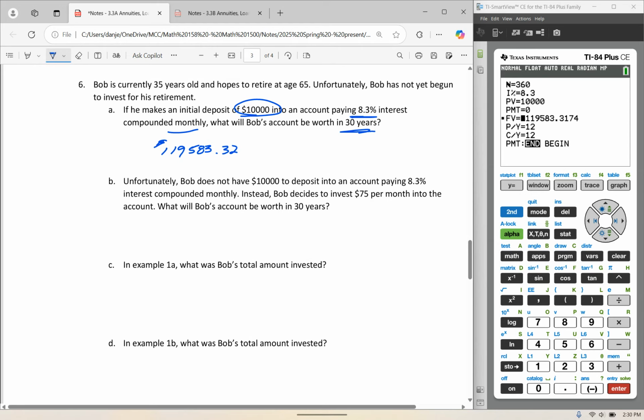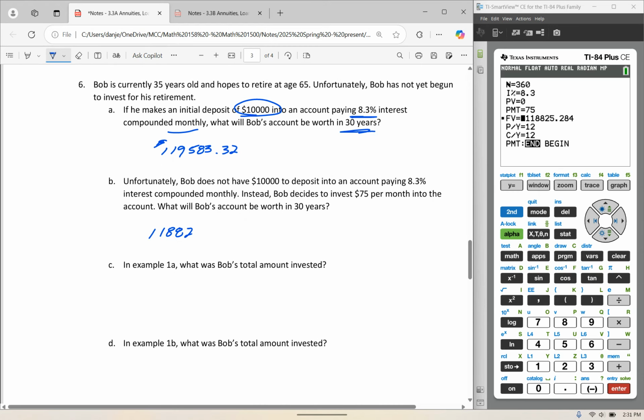Okay. Unfortunately, though, part B, Bob does not have $10,000 to deposit into that account paying 8.3% interest compounded monthly. Instead, he says, I don't have $10,000 to invest, but I can find $75 a month. What will that account be worth in 30 years? Pretty close to the same, but $1,000 less, $118,825.28. So that's pretty close.